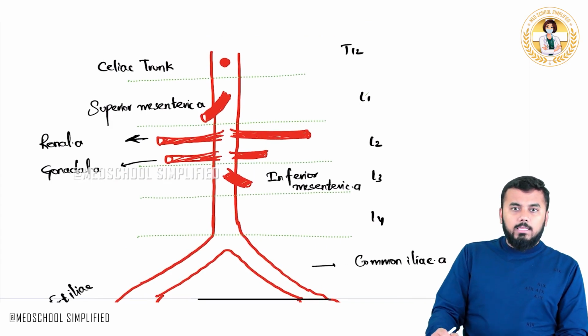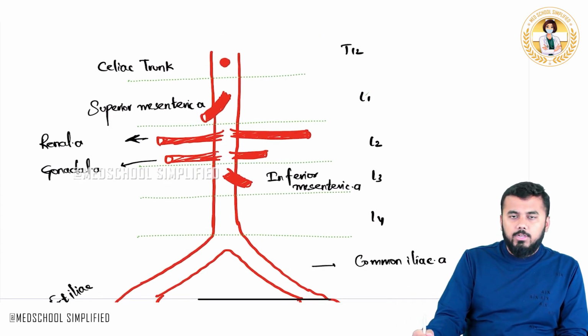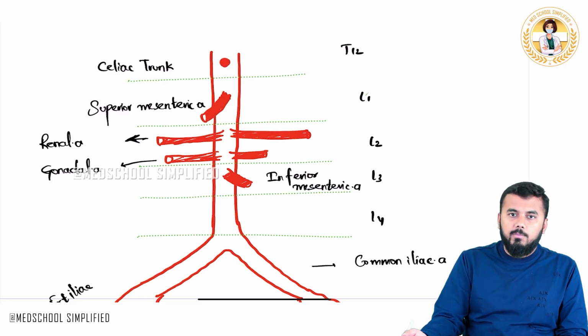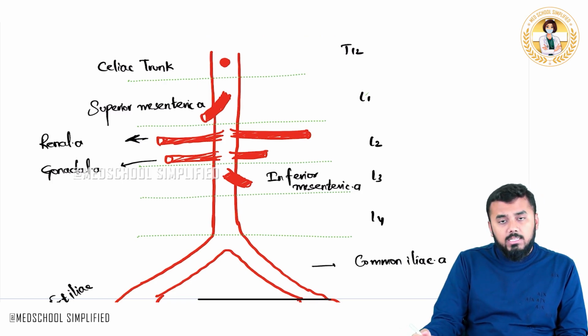So you can even learn it like this. At T12 we have the celiac trunk, and you can learn it that way also, but a diagrammatic representation will be much easier for you to imagine and put the correct option in MCQs. So T12 will be the celiac trunk, L1 is the superior mesenteric artery, L2 are both the renal as well as the gonadal arteries, L3 is the inferior mesenteric artery, and from L4 we don't have any branch.